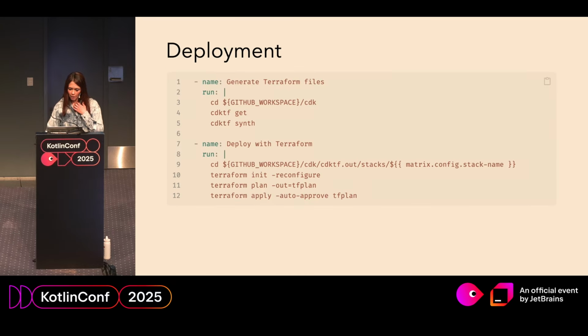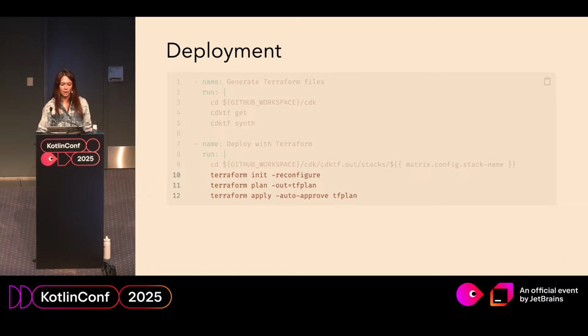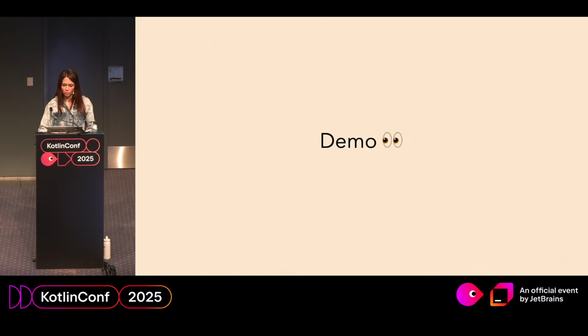So how do we do that? Terraform CDK has commands like cdktf get, which will get your dependencies, and synth will generate the Terraform files. This is very slow. So I only use it because then I can write everything in Kotlin. But I wouldn't do this in the pipeline because otherwise your pipeline will be slow. So only when you change your infrastructure, generate your Terraform files. And then you just deploy your Terraform files. And this is just a standard deploy for Terraform. So let's have a look at the demo.